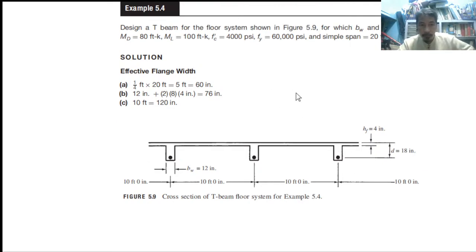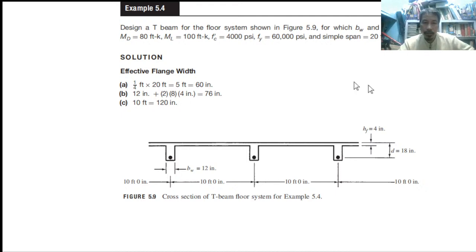Okay. Let us design a T-beam for a floor system shown in figure 5.9 for which BW and D are given. Okay? BW, 12 inches. D is 18 inches. Thickness of the slab, 4 inches. Okay? So, beam-to-beam spacing, 10 feet. Okay? And MD, meaning dead load, is 80 feet cubes. Live load, 100 feet cubes. FC prime, 4,000. FY, 60 KSI. Simple span. So, what is the length?